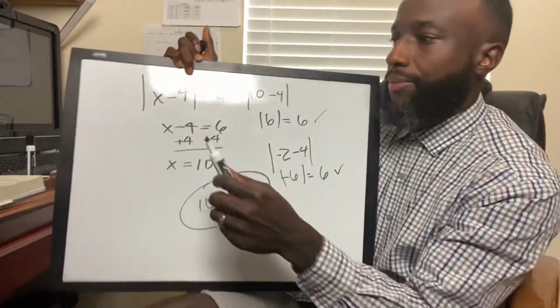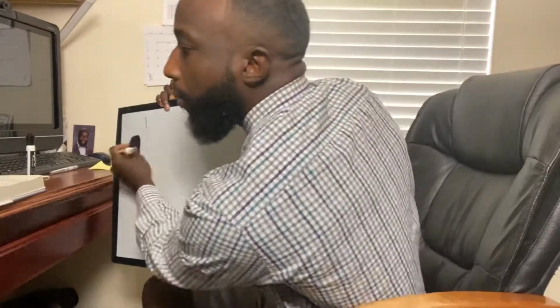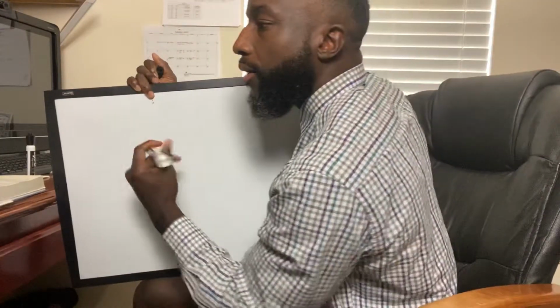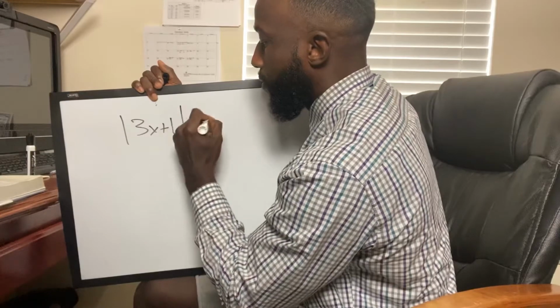Let's look at another example. What if we got the absolute value of 3x plus 1 equals negative 5.